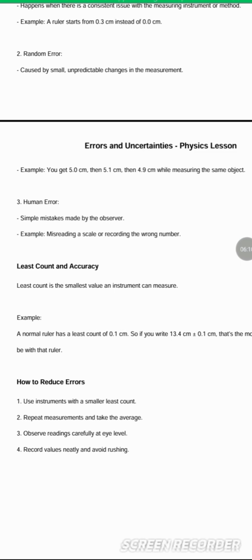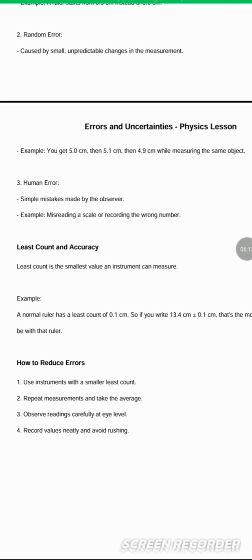A question arises here: if we have these errors, how to reduce them? How do we reduce these errors? So there is a way, and here are 4 simple ways to do that. Use instruments with better least count. Repeat the experiment, repeat the measurement, and take the average. Read instruments carefully at eye level, no guessing. And record values neatly. Don't rush it. You don't need to rush. That is it. No rocket science, just a bit of focus and awareness.